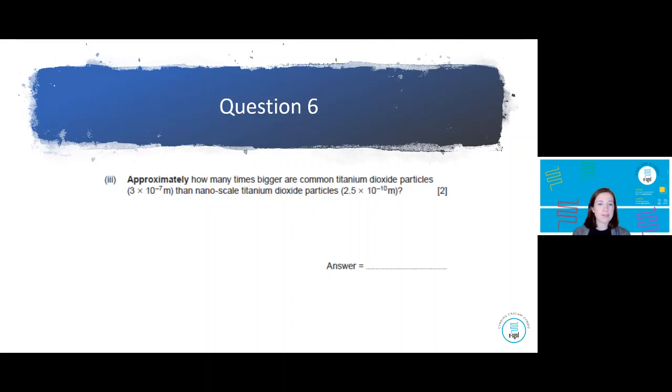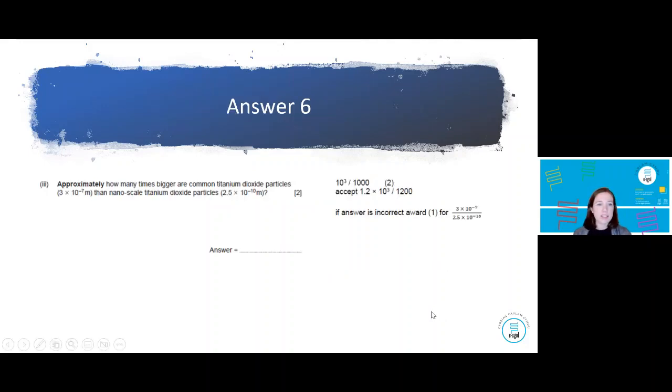Okay, let's have a look then. See if you've got this correct. So the answer, okay, is 10³ or 1000. We'll also accept 1200, okay? And also, if you've shown your workings out and you have divided 3 × 10⁻⁷ over 2.5 × 10⁻¹⁰, which will give you the 1200 answer, you'll get 1 mark for that, okay? But we're looking at the difference. So think of how many times bigger one is than the other, okay? And if you put down 1000, well done, you get the full marks for that one.